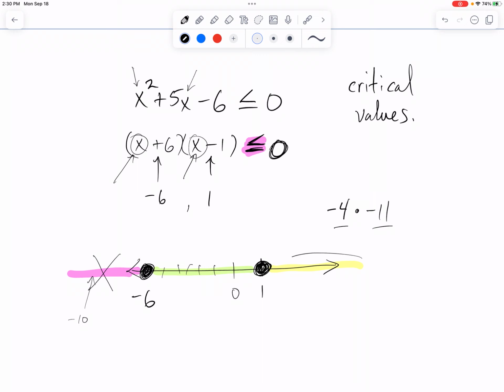If I pick a number over here, what the heck? Let's pick positive 10. I'm going to plug it in. If I plug positive 10 in here, I'll get 10 plus 6, 16. If I plug 10 in here, I'm going to get 10 minus 1, that's 9. 16 times 9 is a positive number. A positive times a positive is a positive. That's not going to help me in this situation. See, I want my answers to be negative if they're less than or equal to 0.